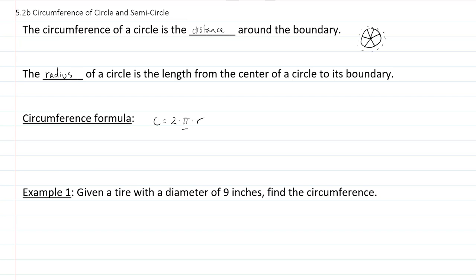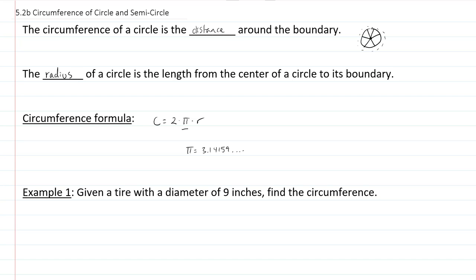Now, pi might seem unfamiliar at first, but all pi is, is a constant. Pi is equal to 3.14159, and it continues forever. It's just a constant. You can find it on any calculator. There's a pi button, and it will be needed to carry out these calculations.